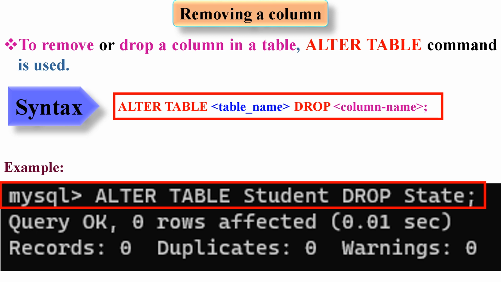Let's learn how to remove a column from a table. To remove or drop a column in a table, alter table command is used. The syntax is alter table table_name drop column_name; For example, we type the statement alter table student drop state; where student is the table name and state is the column name.